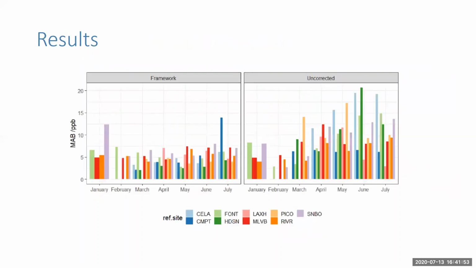So this slide shows the results of the process. The monthly average mean absolute bias is presented here for both the framework corrected and the uncorrected. You can clearly see that the corrected had a much lower mean absolute bias between about 2 and 8 ppb versus the uncorrected of up to 20 ppb. So there's been a significant improvement. However, there is an outlier here in blue, the site at Compton, and I want to compare Compton with the one at Fontana in a bit more detail.